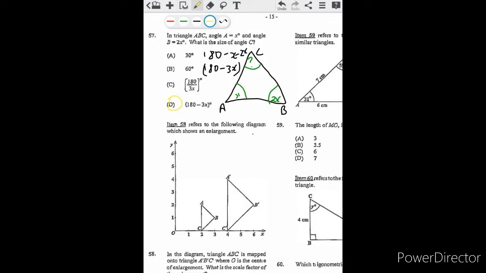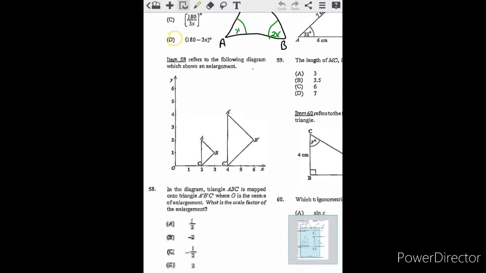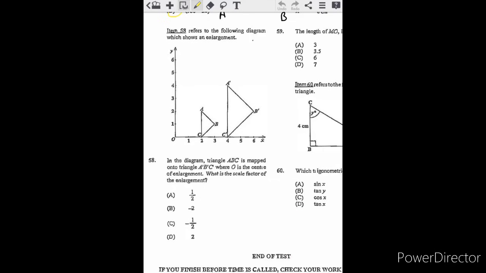Moving on. Item 58 refers to the following diagram, which shows an enlargement. In the diagram, triangle ABC is mapped onto triangle A'B'C', where O is the center of enlargement. What is the scale factor of the enlargement? Looking at our points on the x-axis, we can see that C and C' are 2 units apart, and A and A' on the y-axis are 2 units apart as well. So therefore our scale factor is 2.